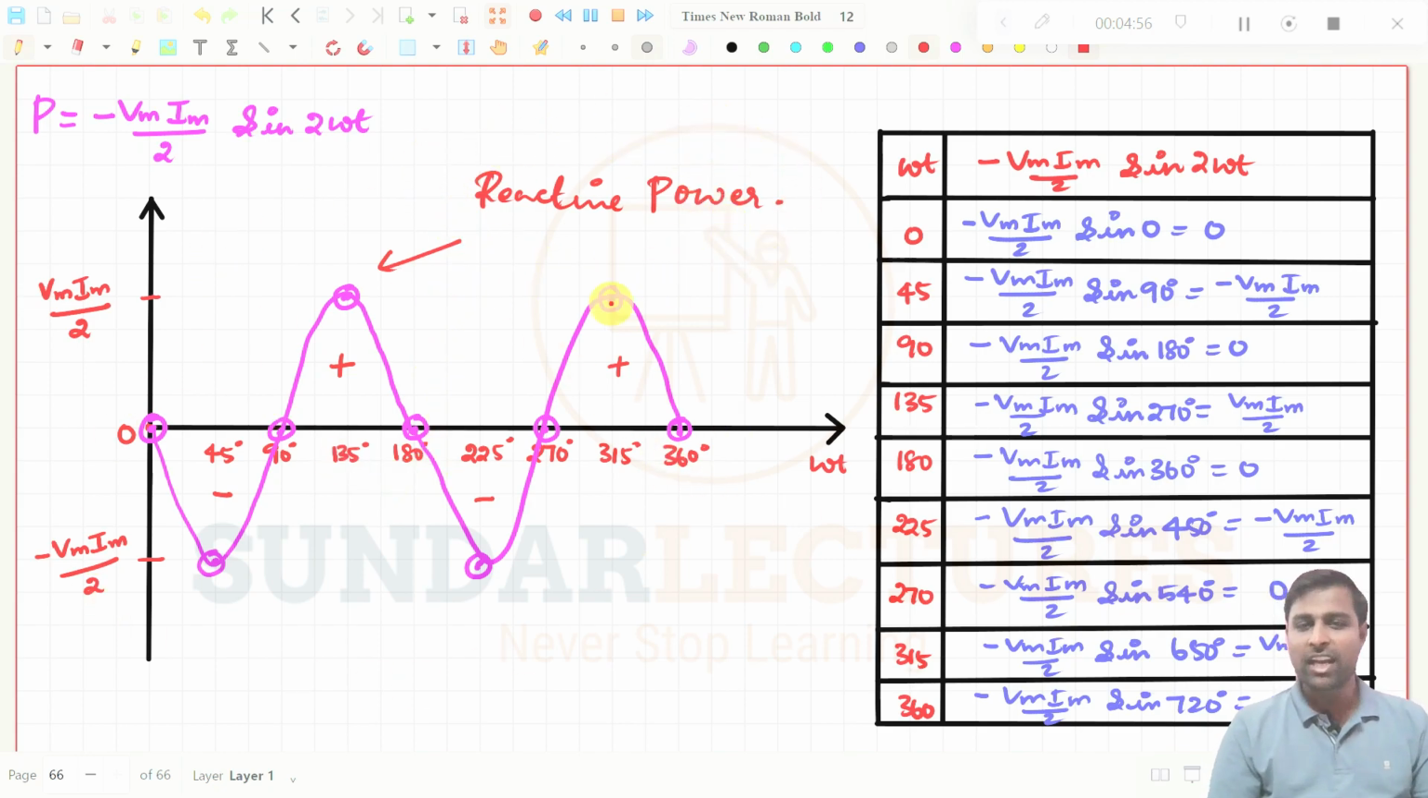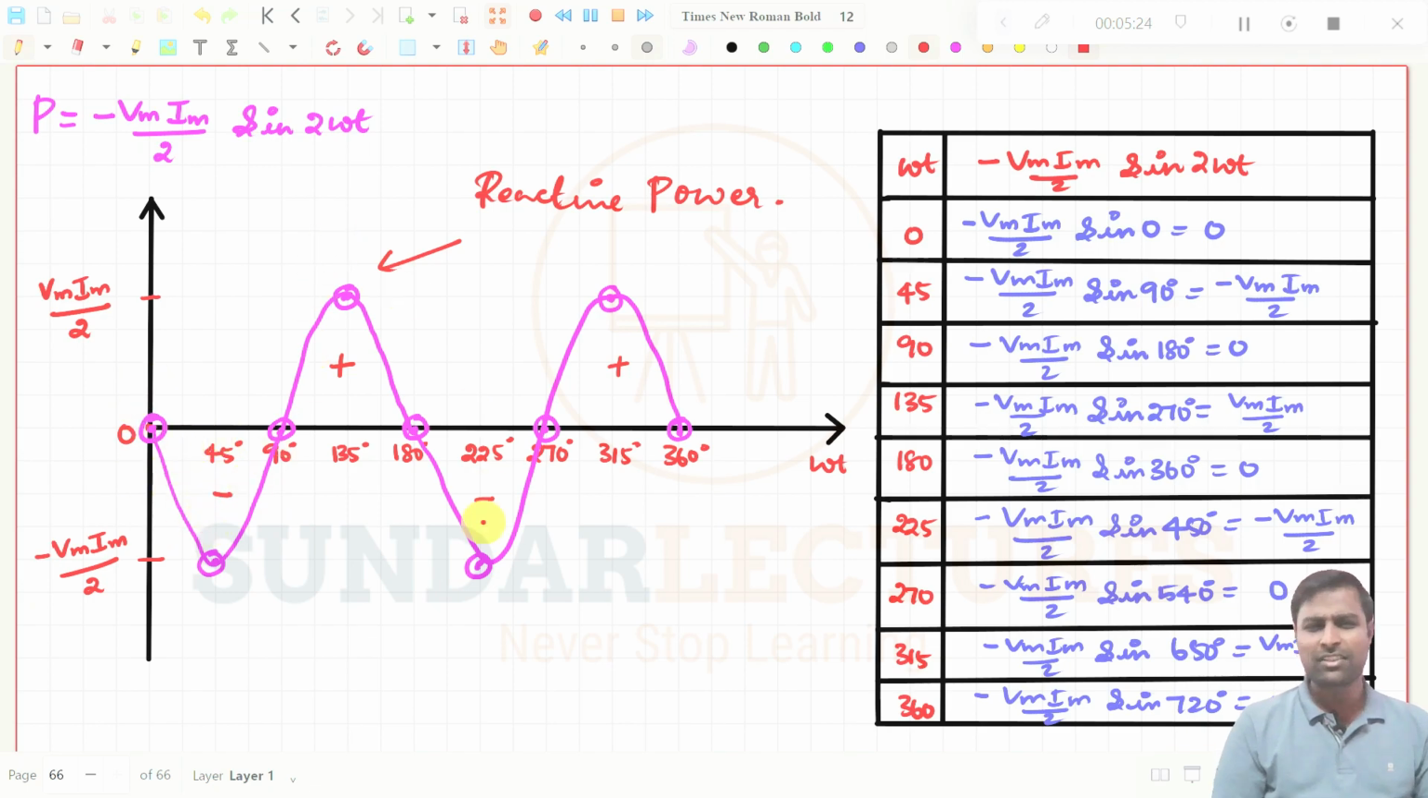And if you are taking the average for this, what will you get? See, at this instant it is getting positive, and at this instant it is getting negative. Negative maximum. See, maximum values are same. This is Vm Im by 2, and here it is minus Vm Im by 2. And if you are taking the average value, what will you get? Obviously you will get 0.